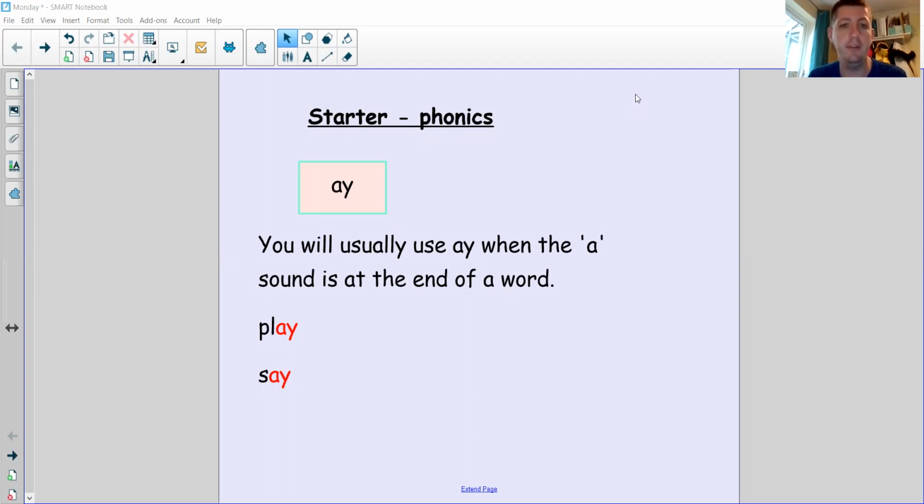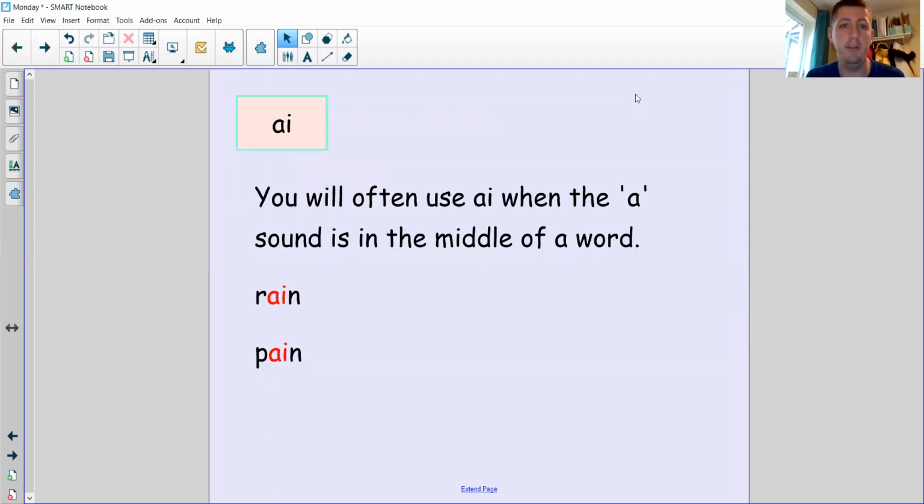Let's have a look at the next sound. Also making the A sound are the letters A and I. And often, if you use the letters A and I, that will be the A sound within the middle of a word. So, for example, rain, pain.